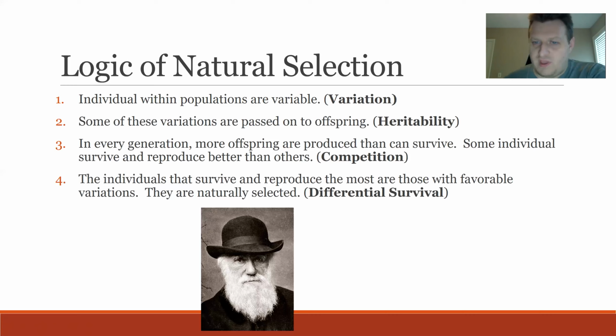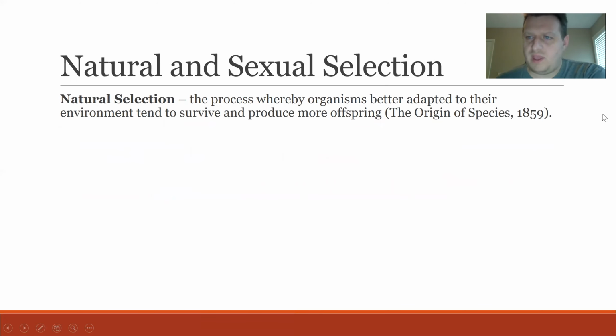So if all of these premises are true, then natural selection has to exist. And that's Darwin's argument here. He proposed this argument in a very famous book called The Origin of Species. If you haven't read it, it's actually pretty good, published in 1859. So natural selection is the process in which organisms better adapted to their environment survive and produce more offspring, so certain traits are more likely to be passed on to future generations.